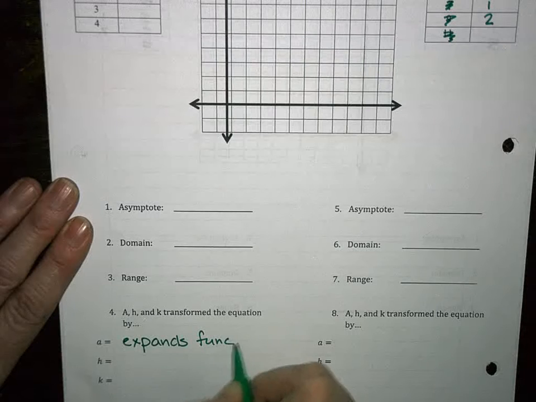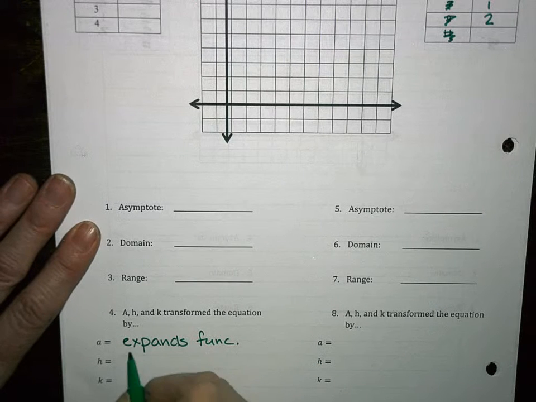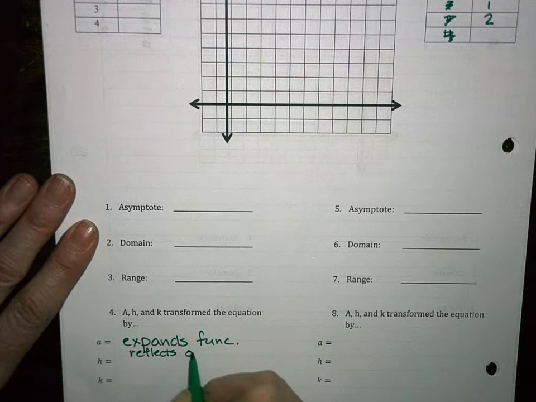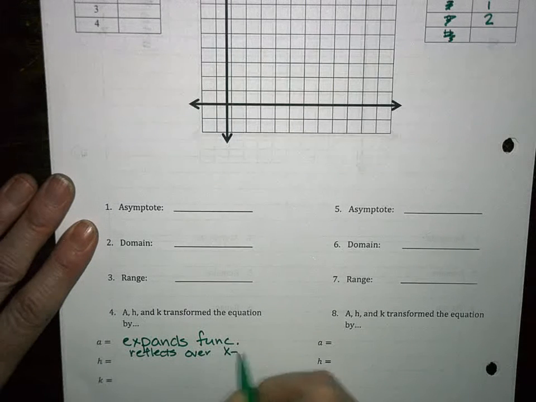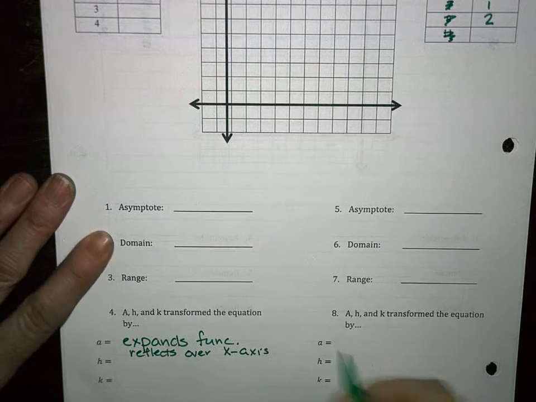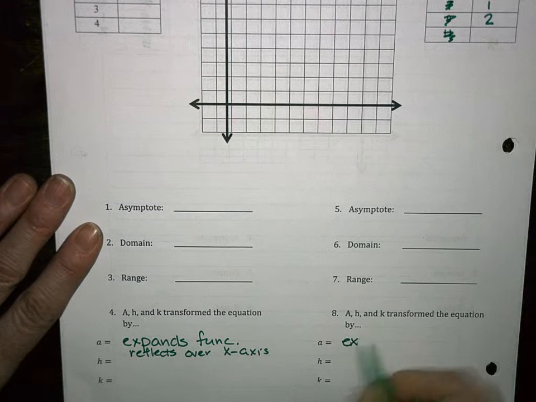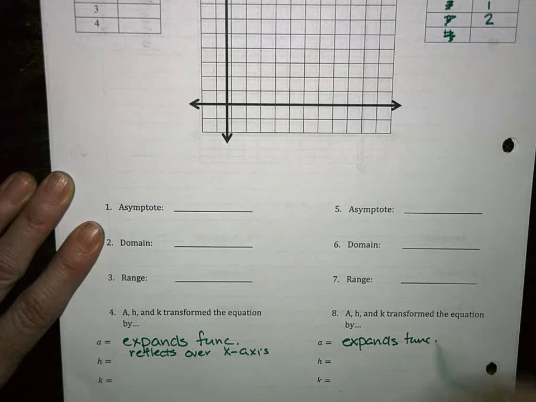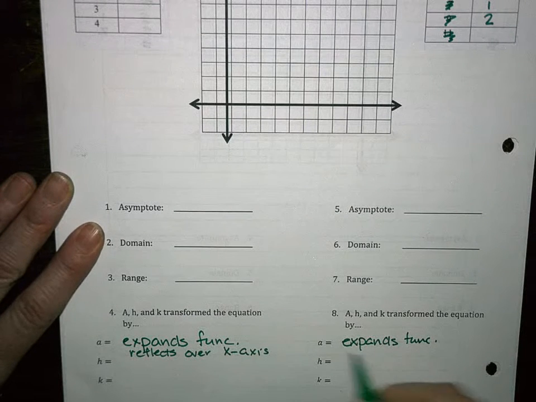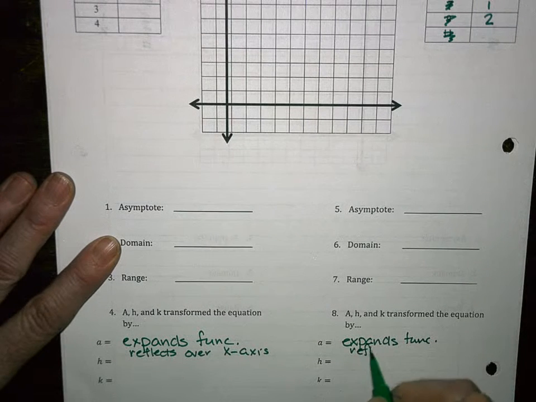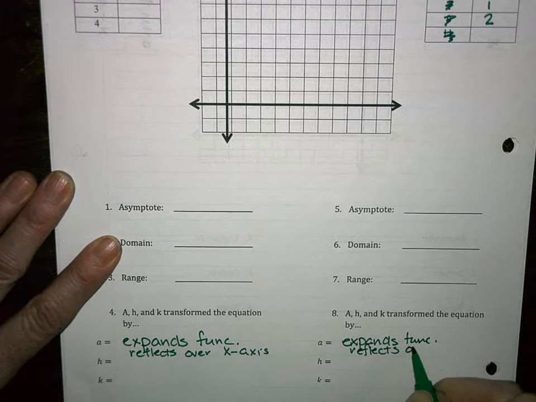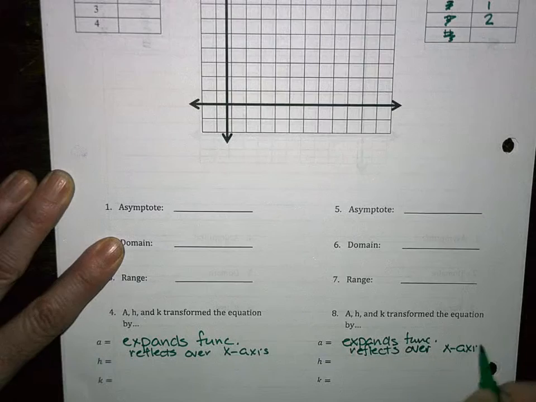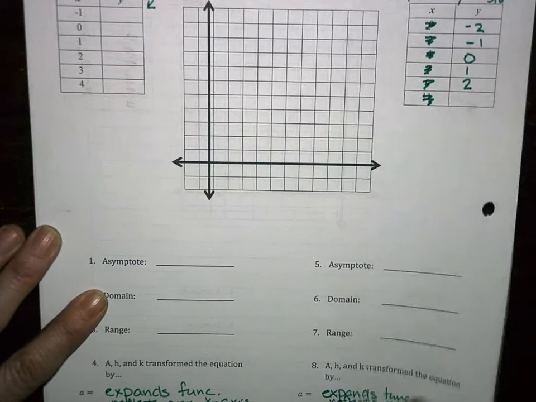And we remember that A also reflects over the x-axis. It expands the function and or contracts it and reflects over the x-axis. Okay? Now we're not worried about A right now. So therefore, you're going to do those two examples.